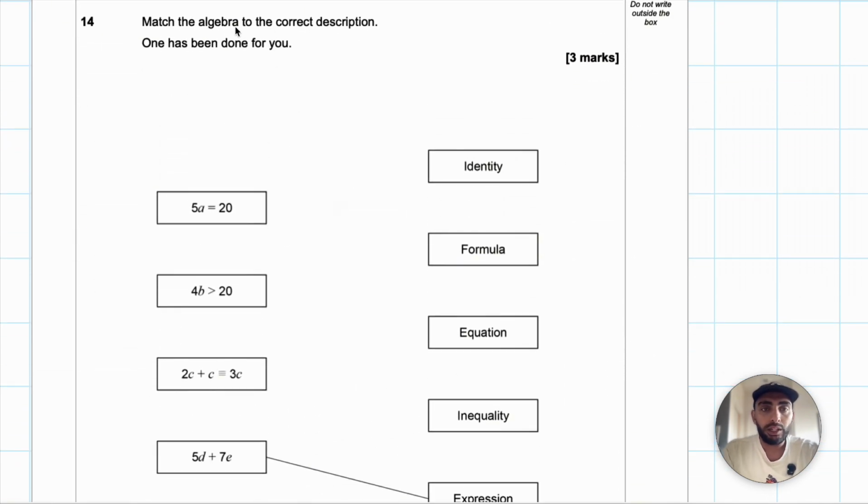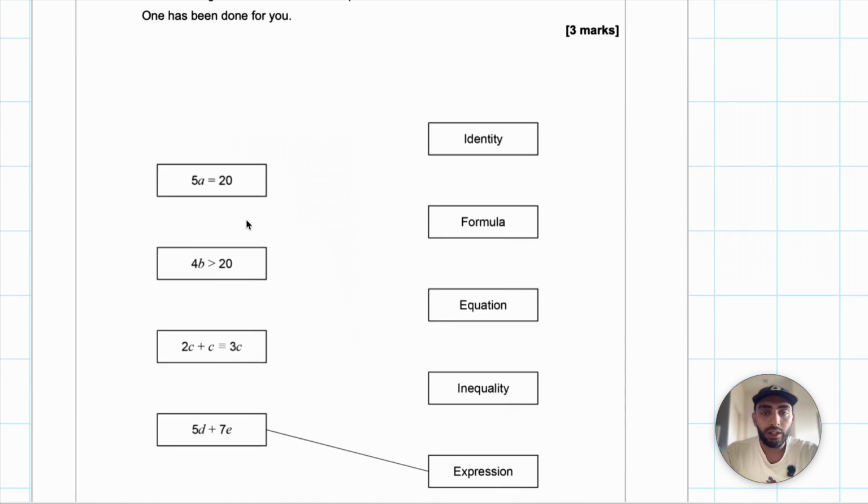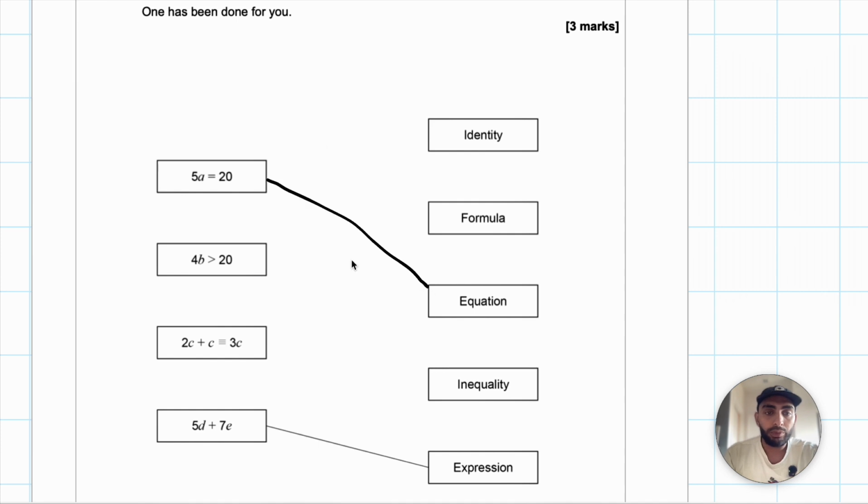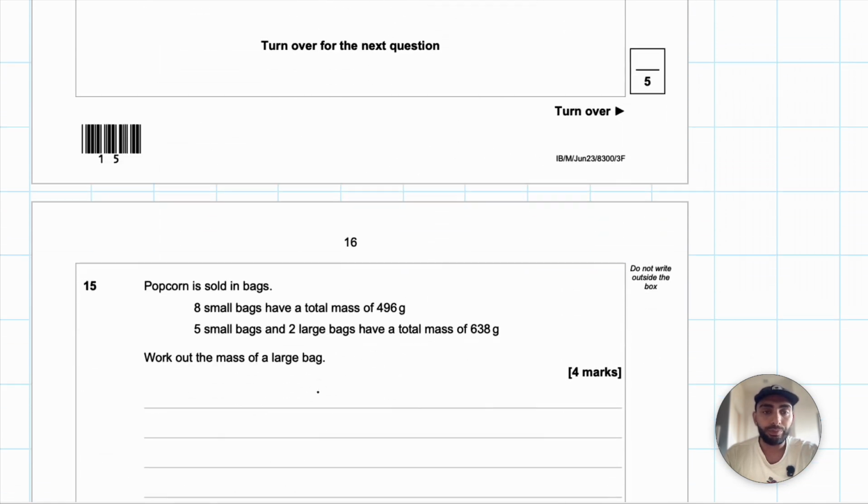Question 14. Match the algebra to the correct description. First one is 5a equals 20. So if you have something equal to something else, it's going to be an equation. Second one, 4b is more than 20. So this is going to be an inequality because we've got the greater than symbol, or the less than symbol would be fine as well. 2c plus c, and then we have these three lines, which tells us it's an identity. This will always be true. Then 5d plus 7e, this is already done. It's an expression because it's not equal to anything.